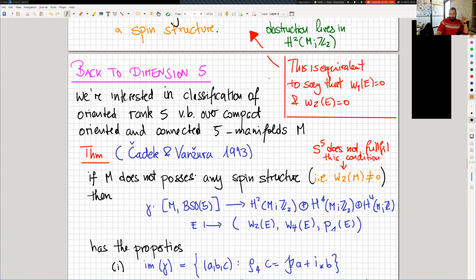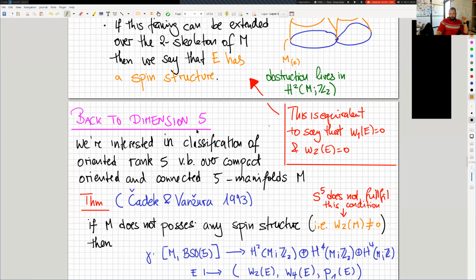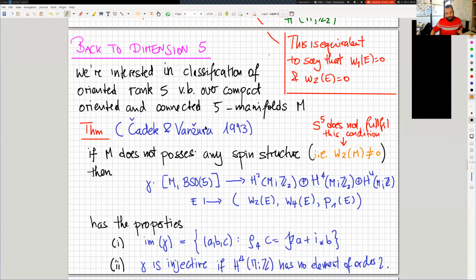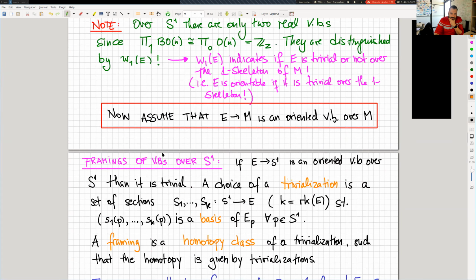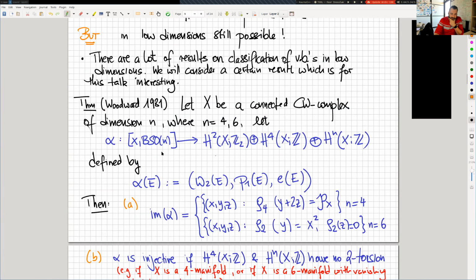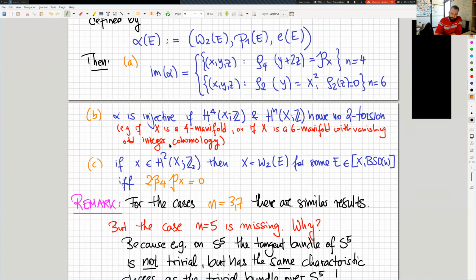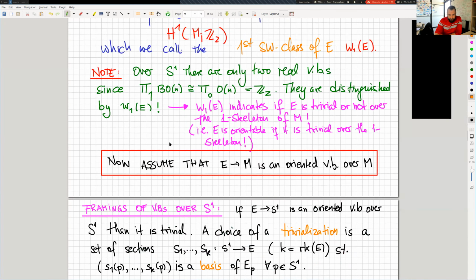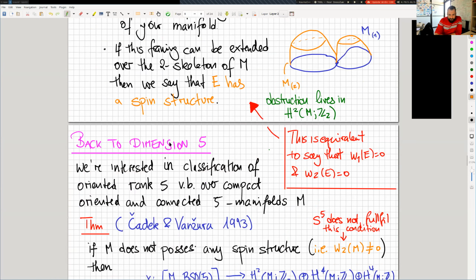All right, so now let's come back to dimension 5. I told you now what the Euler class is and what a spin structure is, and this is now important for us. Maybe I just go one second back to the theorem of Woodward, where he took an n-manifold with n equal to 4 and 6 and looked at oriented vector bundles of dimension 4 and 6 over this n-manifold. Okay, so I want to do the same, but now in dimension 5.